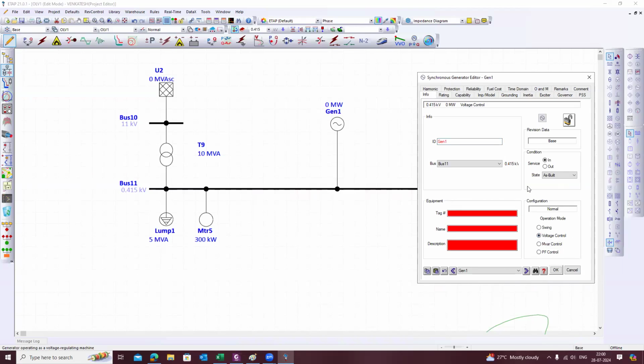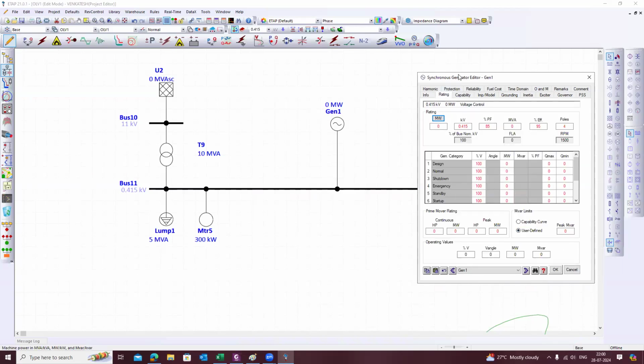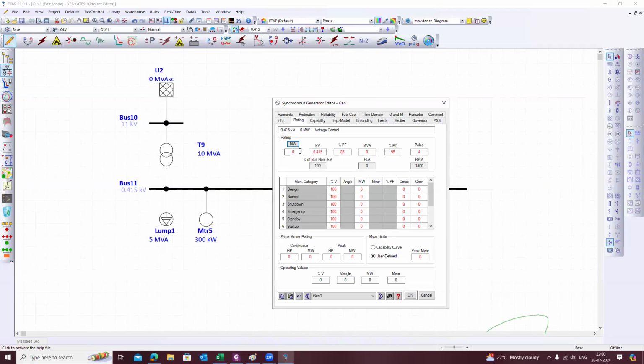So that is about the operating modes. Next, coming to the rating here. Here you have to give the generator rating. Let's suppose it's 10 megawatt or 20 megawatt or whatever it may be. And this is the rated voltage of the generator. This is the operating power factor of the generator. For conventional generators, like the big generators, the operating power factor is 0.85 lagging to 0.95 leading. Whereas if you take the case of diesel generators, the operating power factor is 0.8. So that can be selected here.